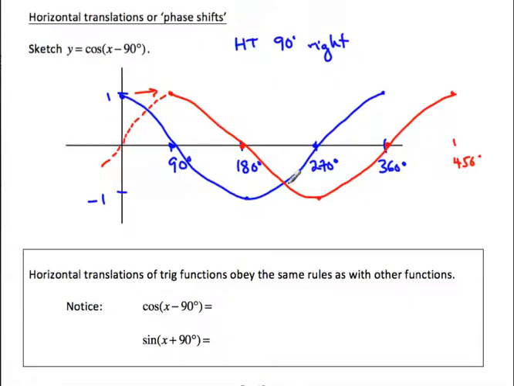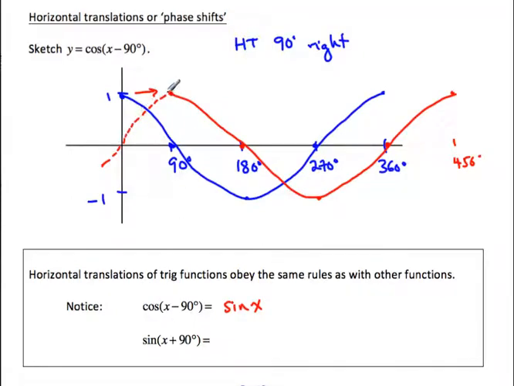Now, if you look at the red graph, you'll notice that by taking the cosine graph and shifting it 90 degrees to the right, we've got what looks like an untransformed sine function. So cos of x minus 90 degrees is the same as simply the sine of x function.